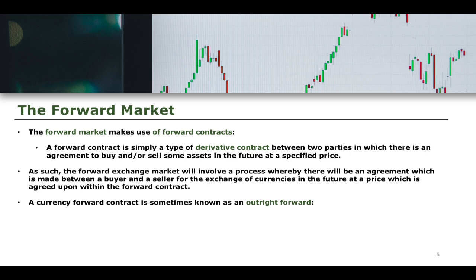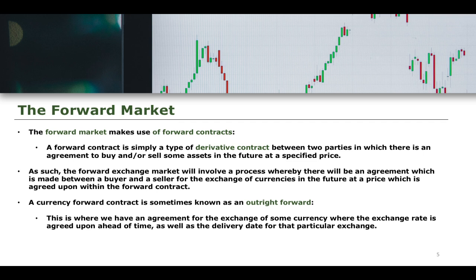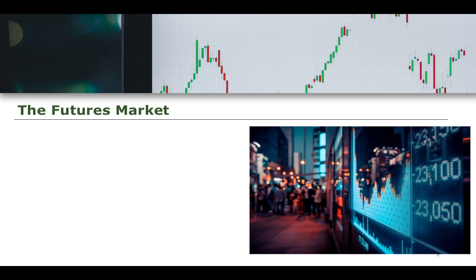A currency, specifically thinking about exchanges, a currency forward contract, is sometimes known as an outright forward. This is where you have an agreement for the exchange of some currency, where the exchange rate is also agreed upon ahead of time, as well as the delivery date for that particular exchange.